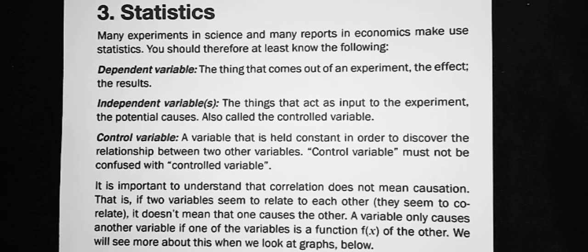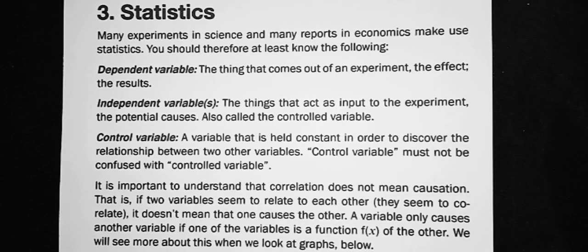Independent variable: a thing we are changing, the things that act as an input in the experiment. The potential causes are also called the controlled variable. So the things that act as an input to the experiment, such as, for example, we change this to see how it affects the outcome. It's what you're changing.